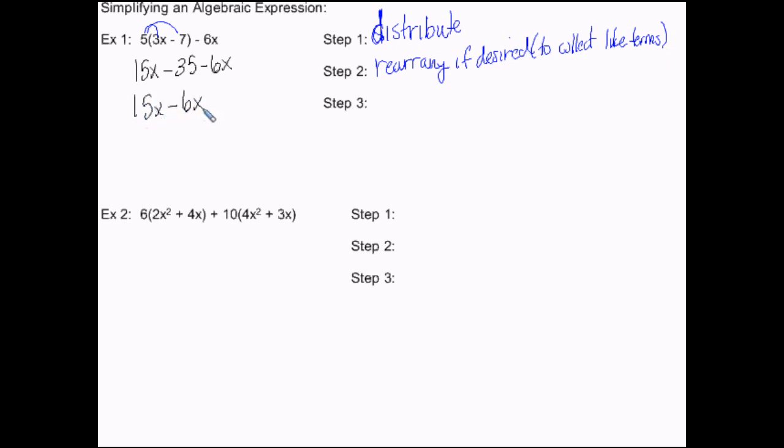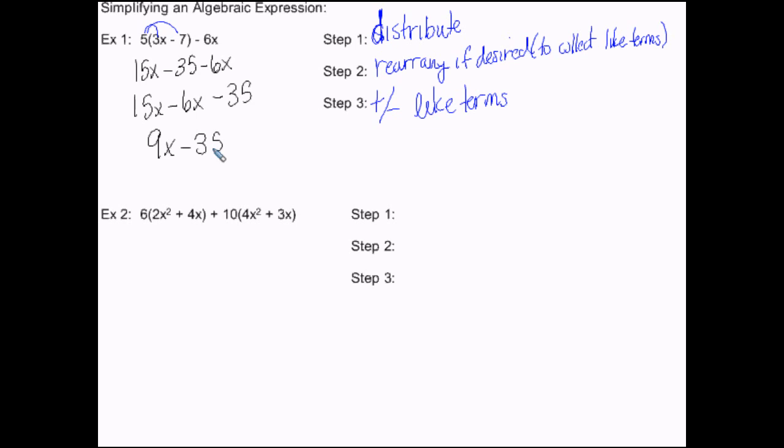So I'm going to put the 15x and the 6x together, and the 35 by itself. This negative stayed with the 6x and this negative stayed with the 35. And then step 3 is going to be to add or subtract like terms. 15x minus 6x is 9x minus 35. I can't do anything with those because it does not equal anything, so I can't solve it. And 9x and 35 are 2 different species, so I can't put them together.